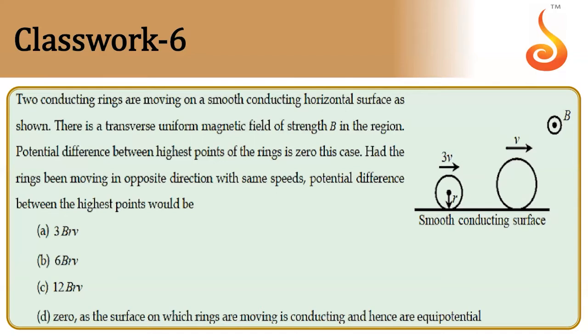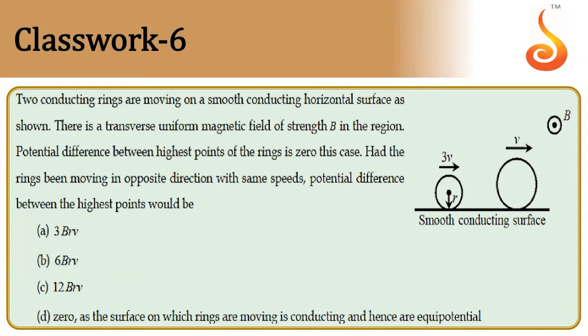Two conducting rings are moving on a smooth conducting horizontal surface as shown. There is a transverse uniform magnetic field of strength B in the region. The potential difference between the highest points of the rings is 0 in this case. Had the rings been moving in opposite directions at the same speed, the potential difference between the highest points would be, okay.